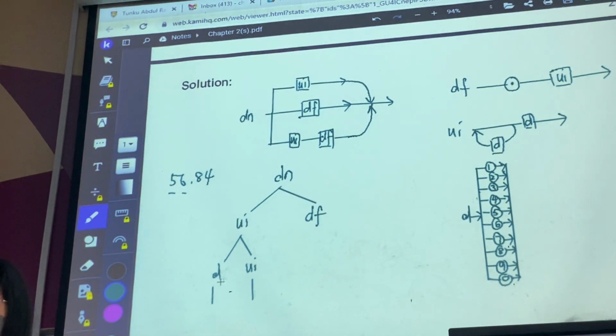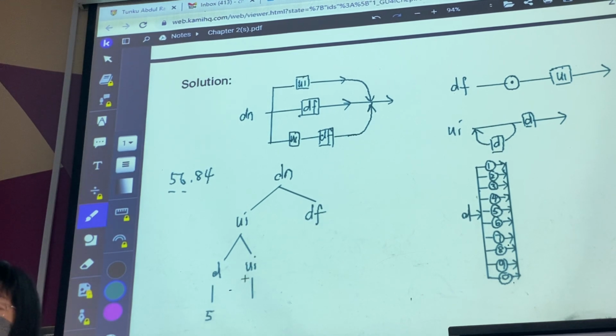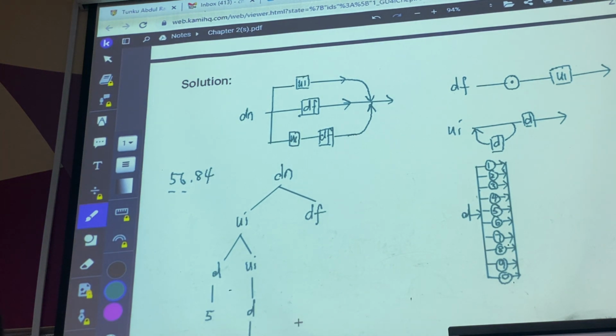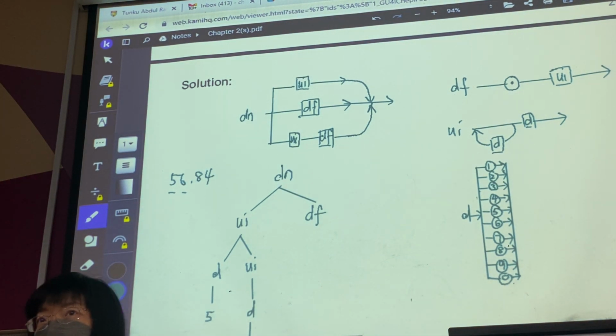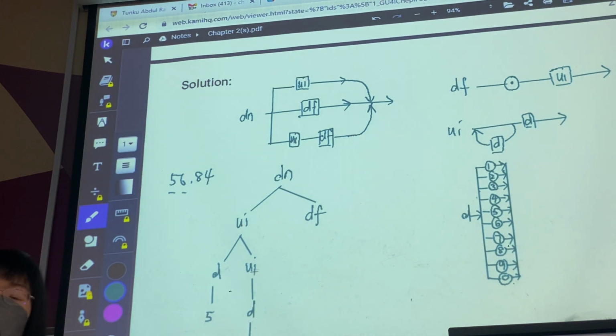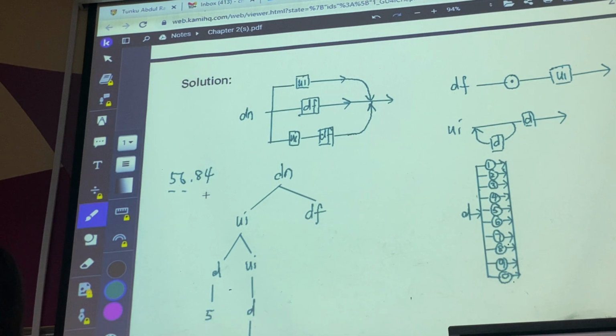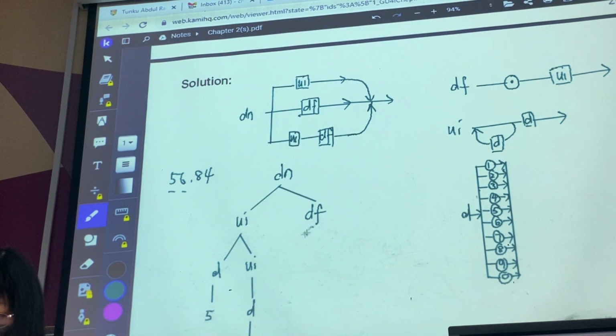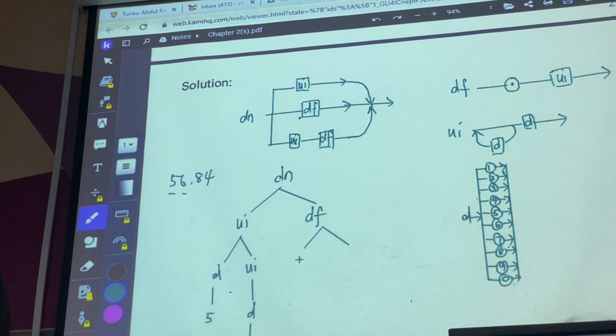Then from here, the digit we can substitute with 5. The unsigned integer we can substitute with 5. So now we get 56 already. Right? The digit substitute with 6 here. But before that, you need to substitute the digit from the unsigned integer first. So after you have 56, we need to get the decimal point here, .84. So the decimal fraction, we already know it is a decimal point with unsigned integer. So this side is the decimal point, and this side is the unsigned integer.